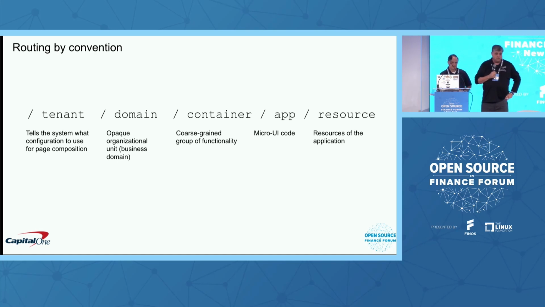From there, we go to a domain. A domain is just an opaque organizational unit. And then we have what we call a container, which is actually our micro front end. And with our micro front ends, as you would do with microservices, you appropriately size them. So it may contain a couple apps or it may contain one. And you can see then we have the app and then the resources behind the app.